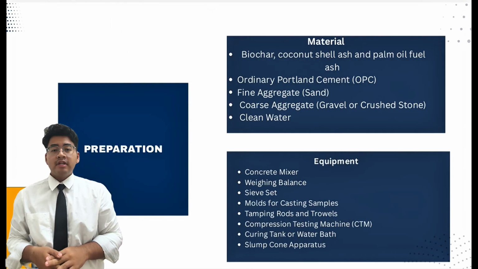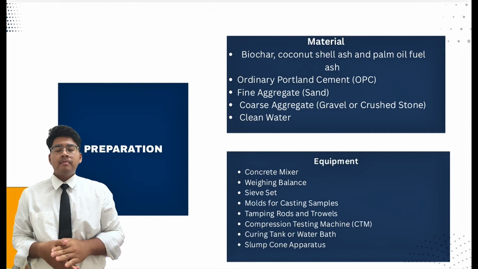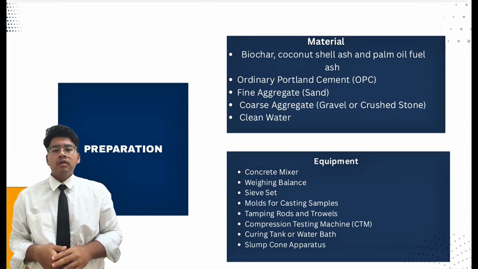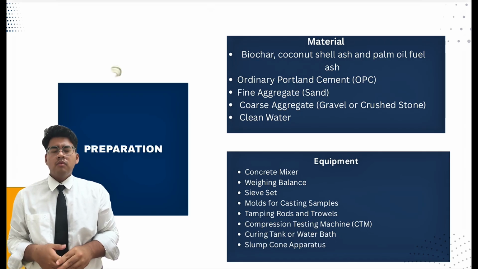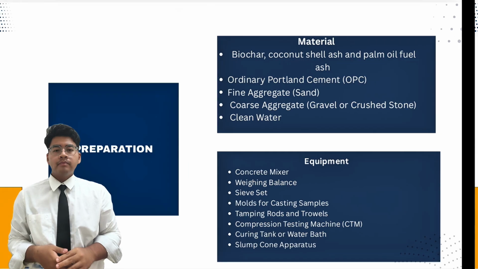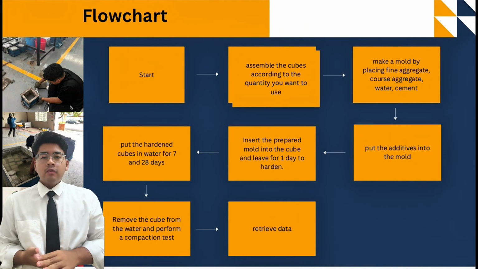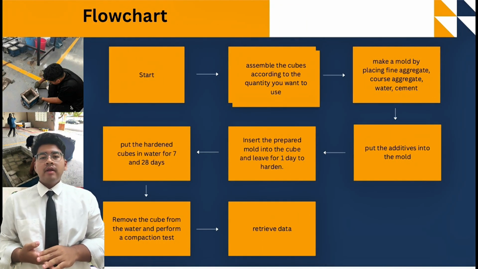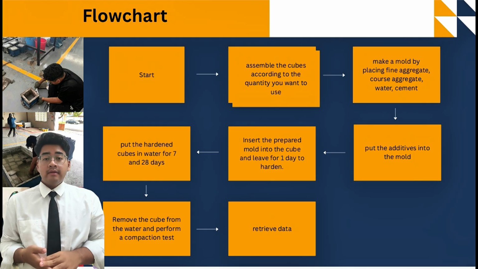For preparation, materials: biochar, coconut shell ash and palm oil fuel ash, OPC cement, fine and coarse aggregate, clean water. For equipment, concrete mixer and weight balance, sieve set and walls, tamping rod, trowel, CTM, curing tank and slump cone. For the flowchart, we start: prepare cube molds based on required quantity, mix fine and coarse aggregate, water and cement, add additive and pour into molds, cure for 1 day to harden, submerge cubes in water for 7 and 28 days, remove and perform compaction test and record result.